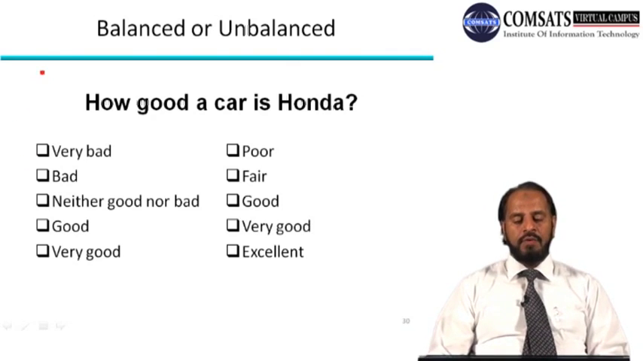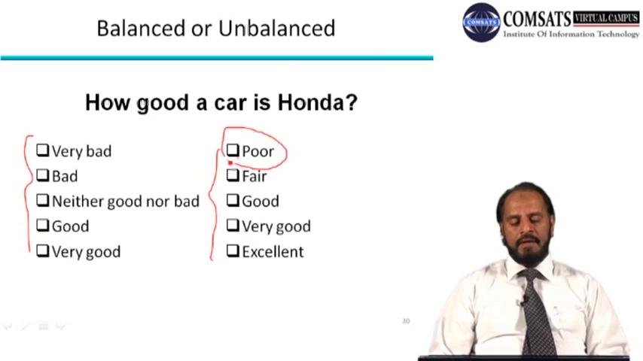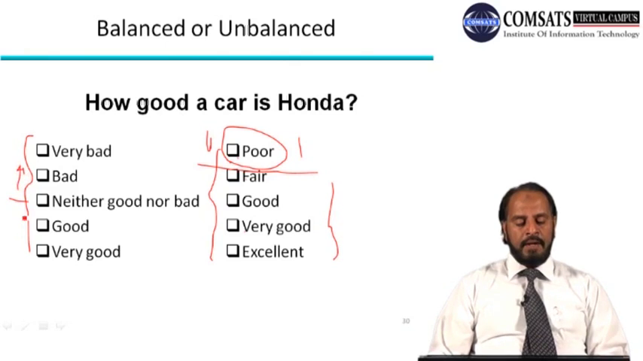So let's have a look at that. How good a car is Honda? In this example, you have very bad, bad, neither good, good, or very good. This is an example of what we call a balanced scale. But if you give options like these, which have excellent, very good, good, fair, and poor, now here it is not balanced. You have more options here, whereas just one option here. This is not a balanced scale, whereas this one is nicely split into two feelings, from negative to positive, whereas this has less of that. So make sure, even if you're trying to use an interval scale, it should be balanced.